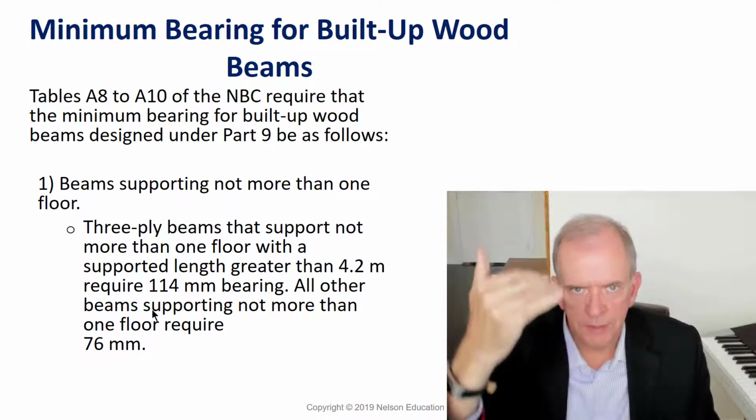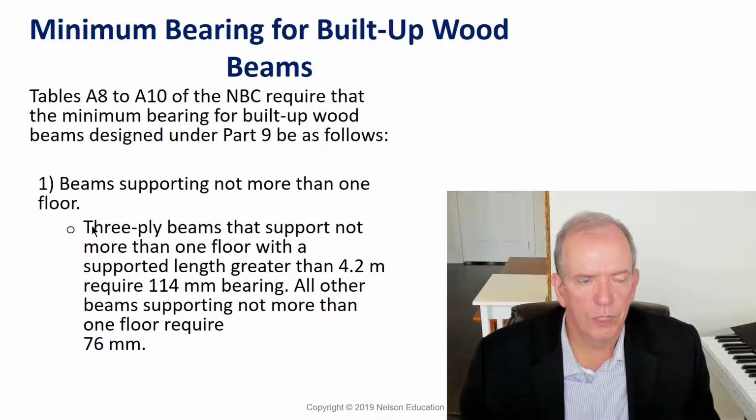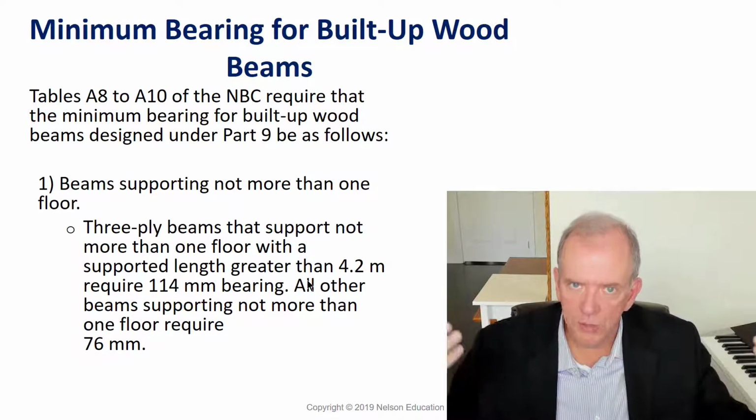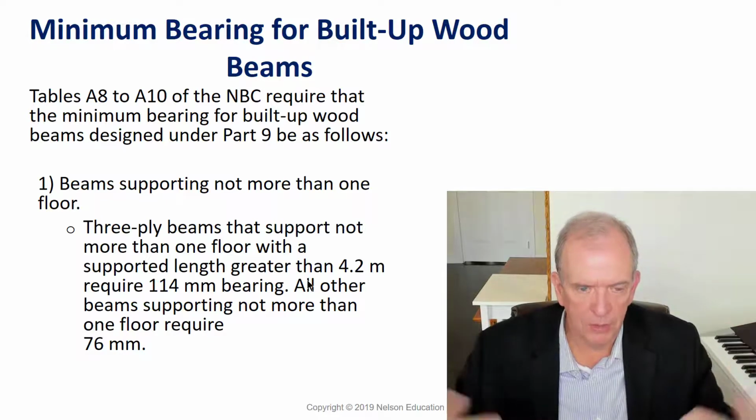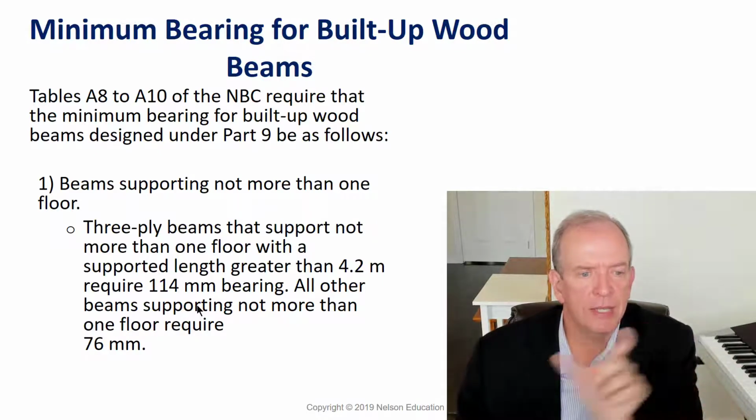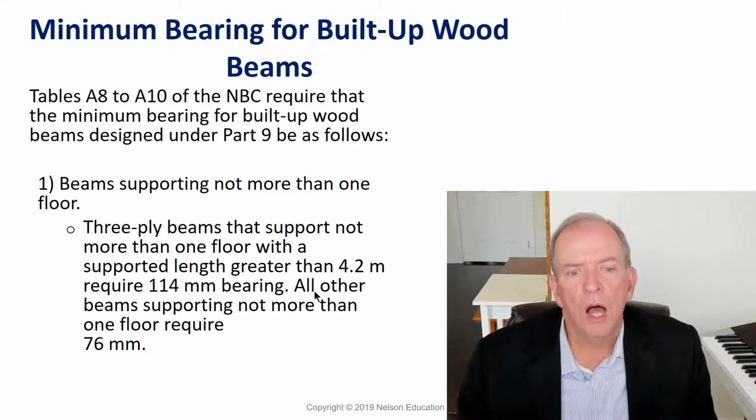And in the book, it's got some good examples that you can read through. But 3-ply beams that support more than one floor with a supported length, how much is the length? And of course, it's going to be all in metric because it's the building code. 4.2 meters requires 114 millimeters of bearing. So that's how much has to sit on each end of the wall. All other beams supporting not more than one floor require 76.